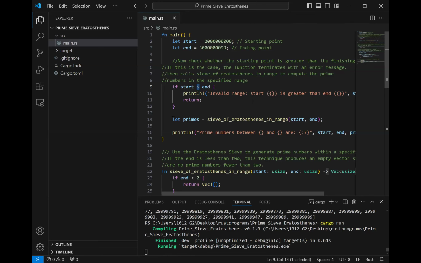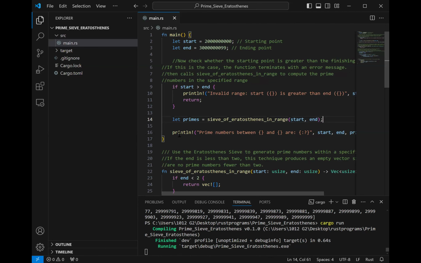And then if the start point is okay and the end point is okay, then it will call this algorithm to now print prime numbers within that specified range, start and end. It will then call it. You can see if it's a very big number, it will take long, but it's running. So if you give it a day or two, I think it will give you the results.